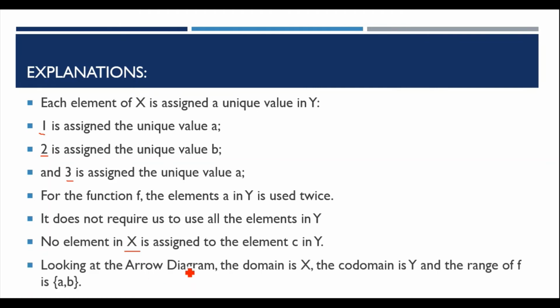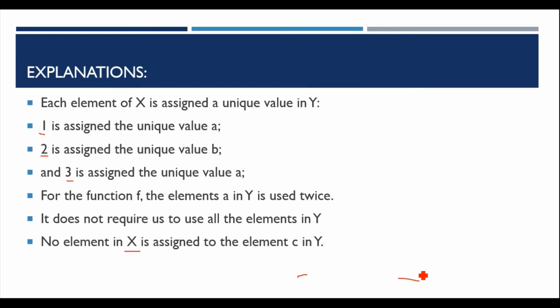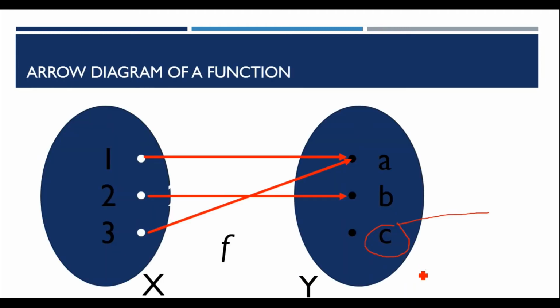Now, looking at the arrow diagram, the domain is X, the codomain is Y, and the range of F is A and B. So take note of this one. Okay, the range here, though there are 3 elements A, B, and C for the codomain, the range here is only A and B because C was not used. Okay, there is no assignment for element C here.